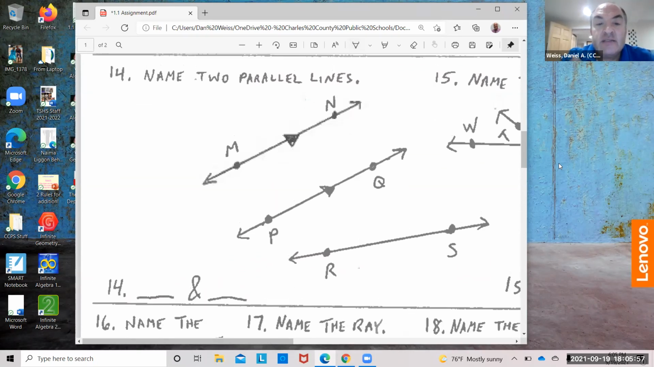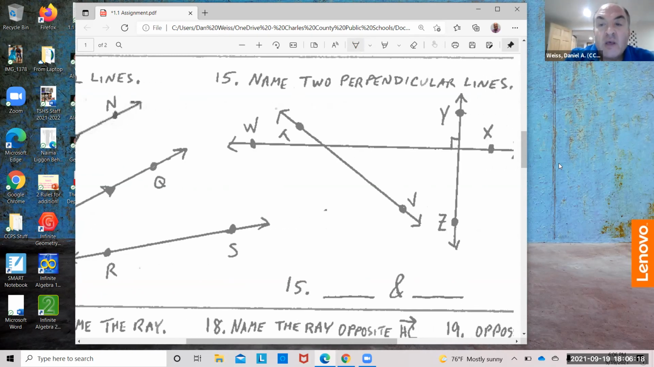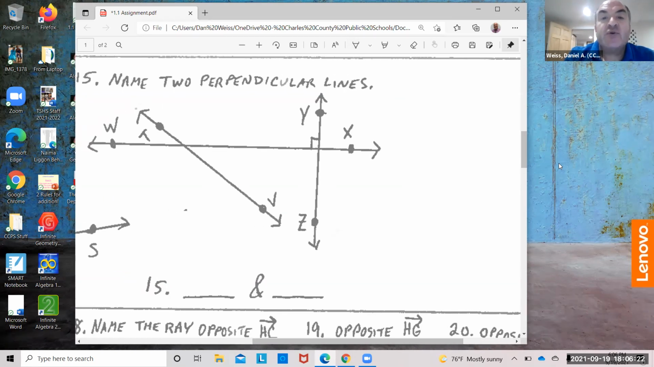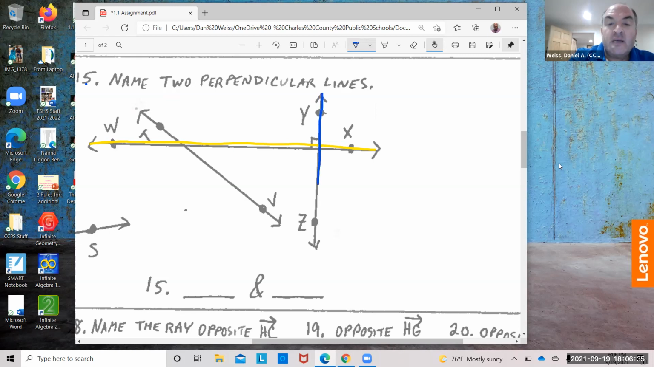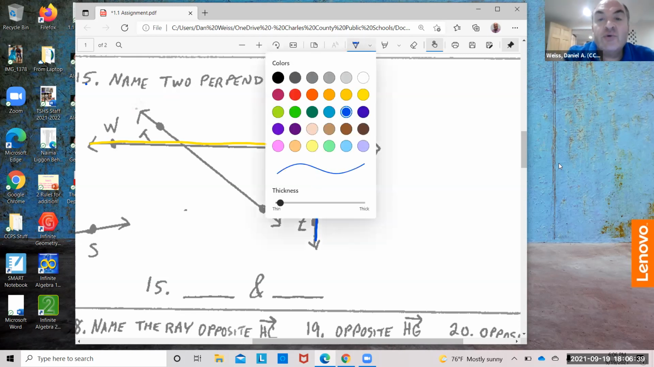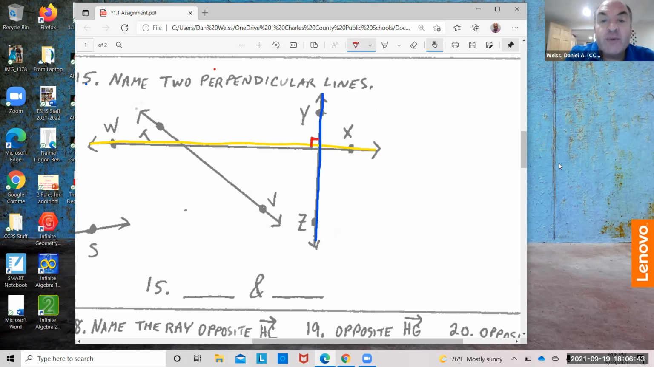Name two parallel lines. Okay, parallel lines are two lines that will not intersect. All right. So line MN, got to put the arrows above it. Line PQ. Those are parallel lines. Name two perpendicular lines. Two perpendicular lines create a right angle. Okay, so for example, here and here. Because those two create a right angle. Those are perpendicular. So I'm going to call it WX is perpendicular with YZ. Those are perpendicular, okay?